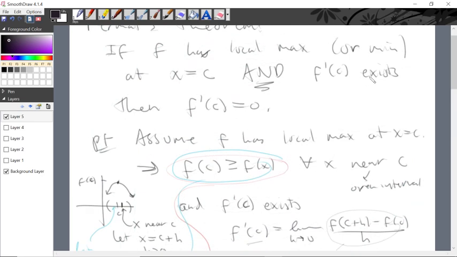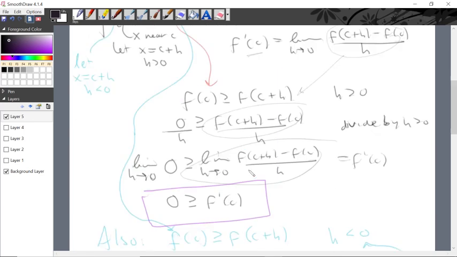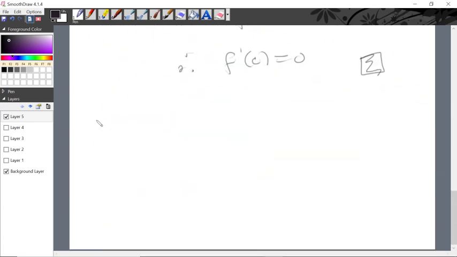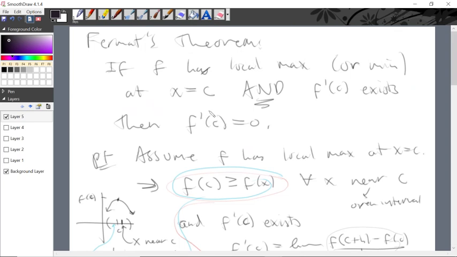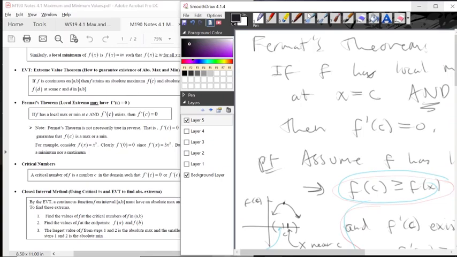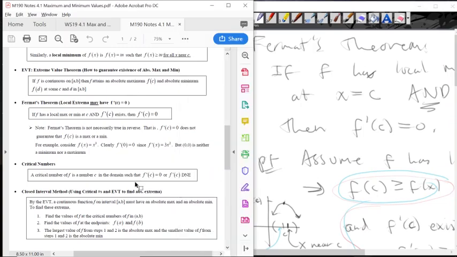The proof for the minimum is quite similar. Where does it change? With a minimum, this statement would switch. It would be that f of c is less than or equal to f of x, but everything else is done the same. So now it's confirmed. The critical numbers, therefore, can only be found where the derivative does not exist or the derivative is equal to 0.